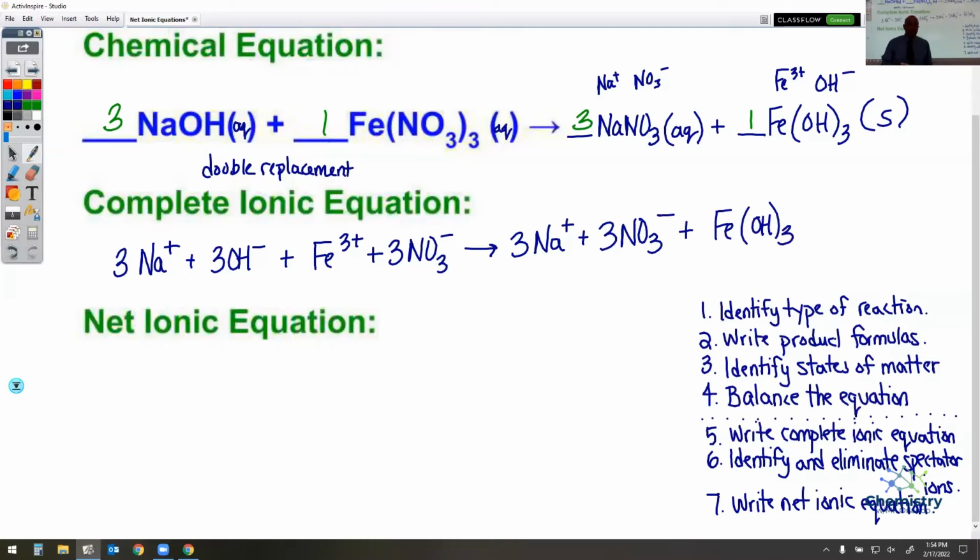Now it's time for step 6, eliminating spectator ions. You can identify a spectator ion if it appears the exact same way on both sides of the equation. So in this example, sodium and nitrate do not change as a result of this reaction. So they should be eliminated as spectator ions.